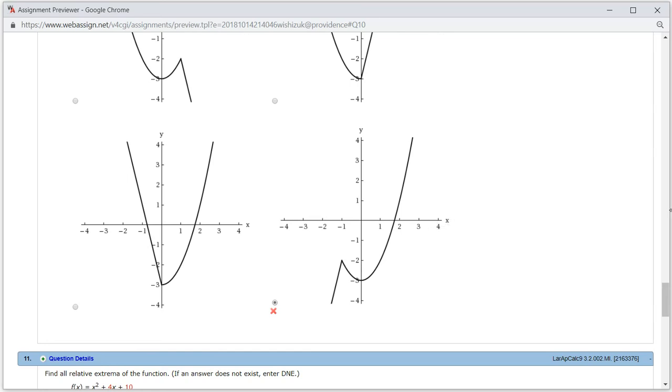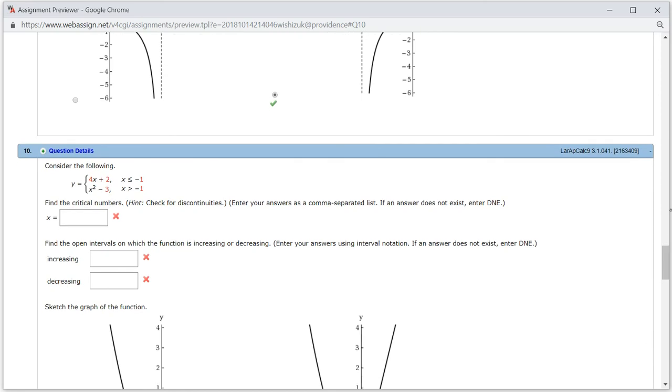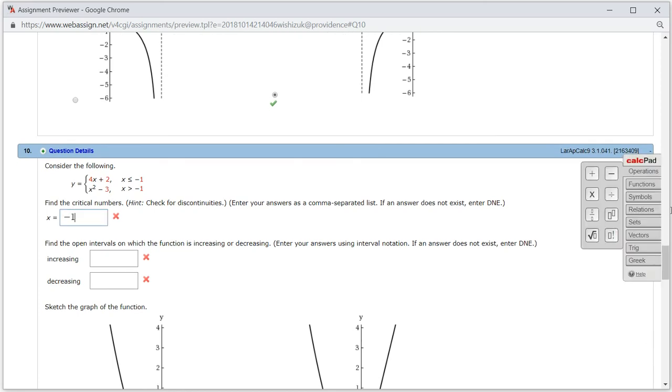Now we can see that there's a critical number at x equals 0, but there's also going to be a sharp corner here, so the derivative is undefined there. So the second critical number is -1. So x is going to be -1 and also 0.